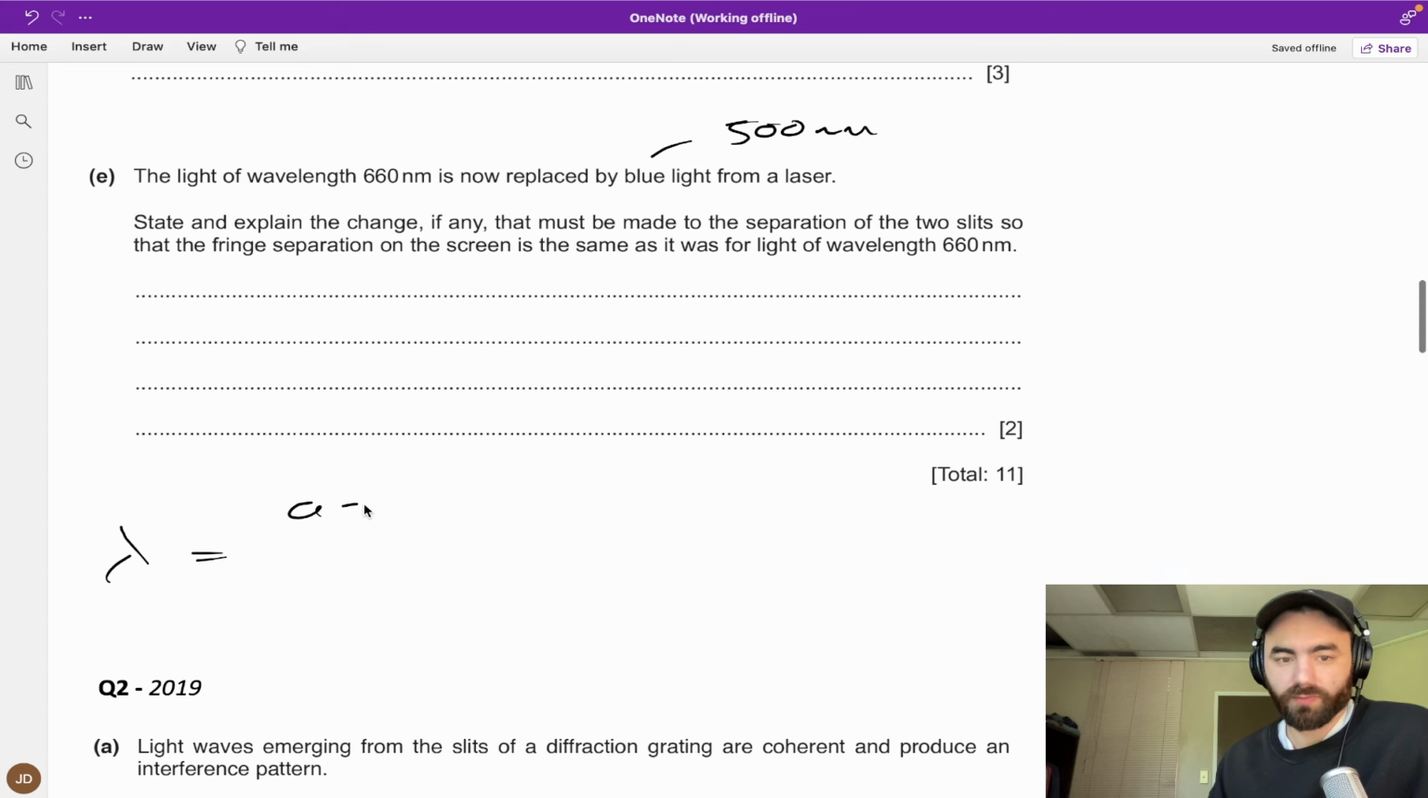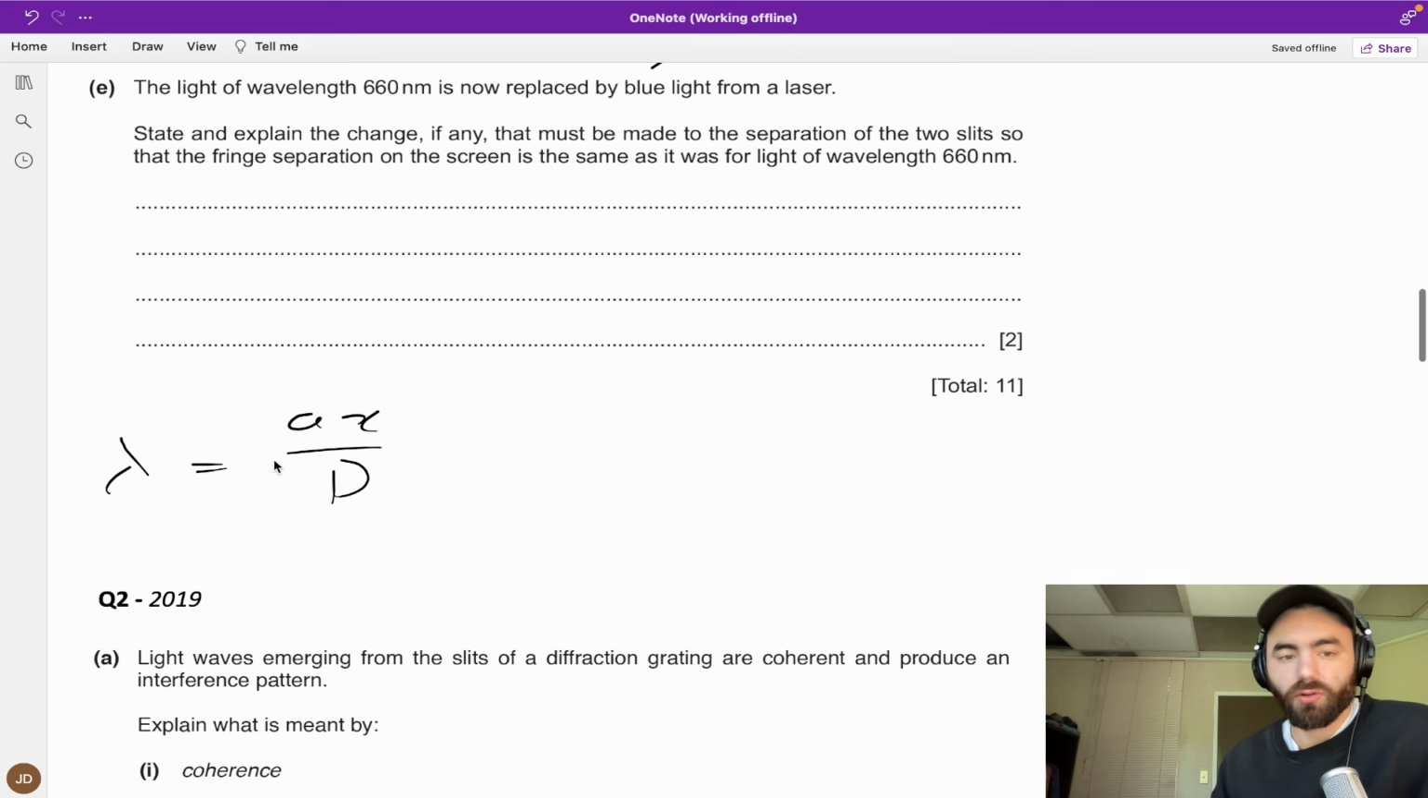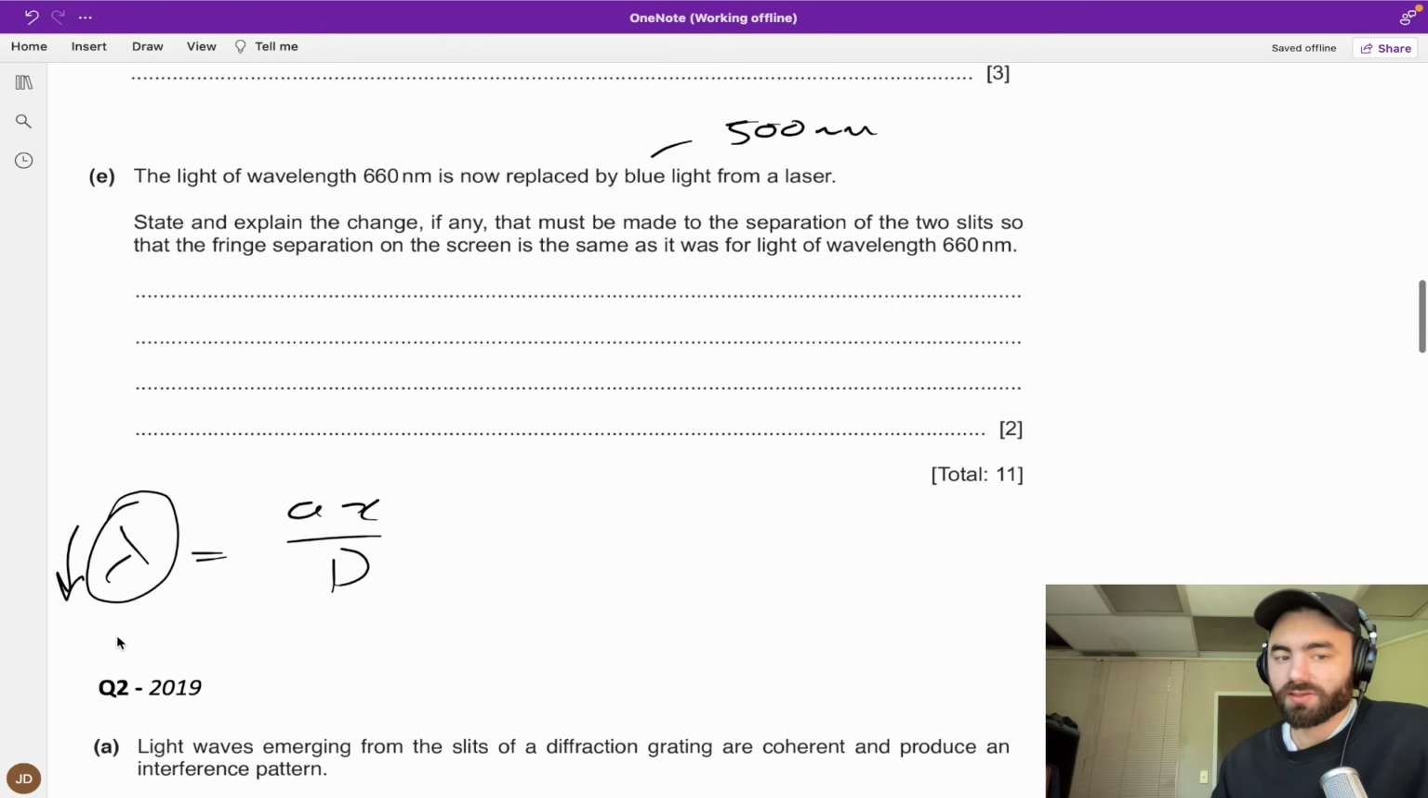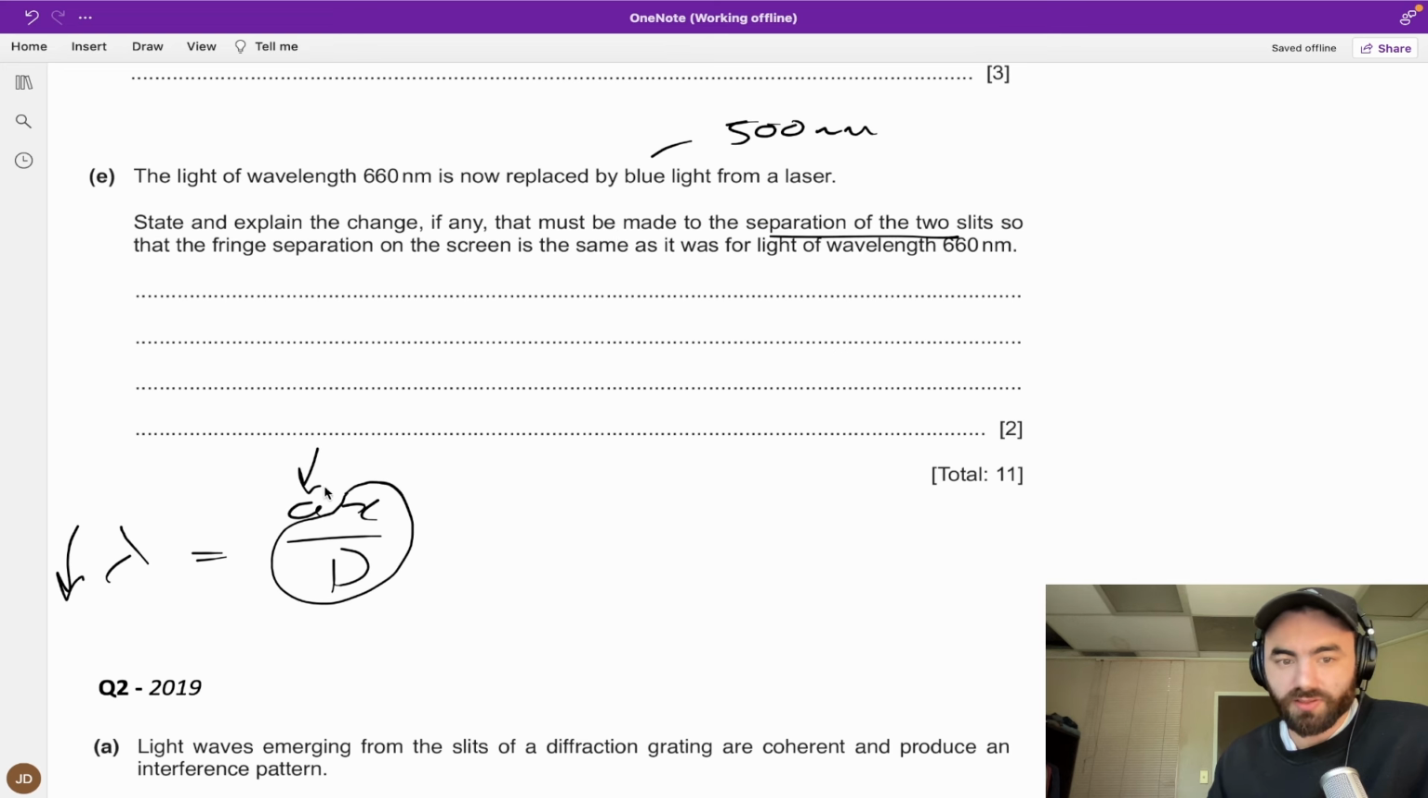Well, let's look at this equation. When we're decreasing something and we want to know how something else is changing, we need to look at the equation. We're decreasing the wavelength, and we want the fringe separation to stay the same. And obviously D will stay the same as well, because the distance between the screen and the slits is going to be the same. So we want this thing here to remain constant. The question asks what must change about the separation of the slits, which is this. If we decrease this and want to keep this thing constant, this thing also has to decrease by the same amount. They're proportional to each other.